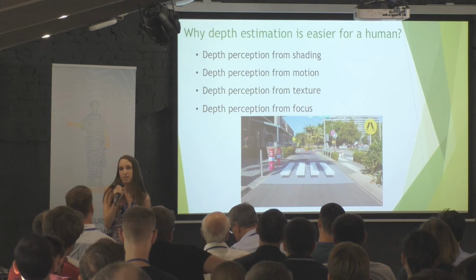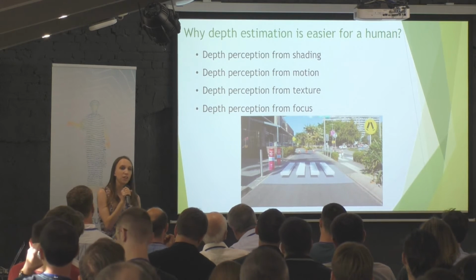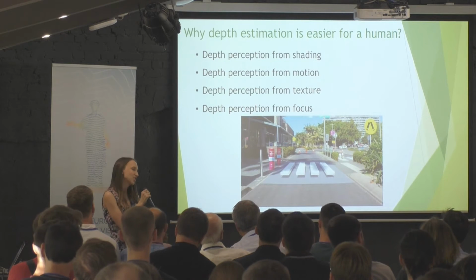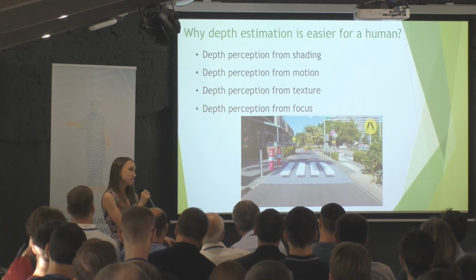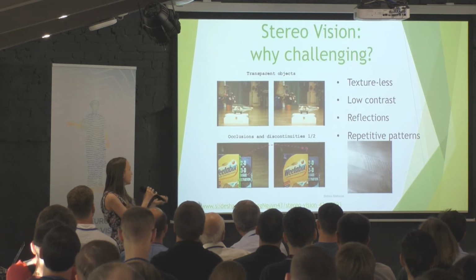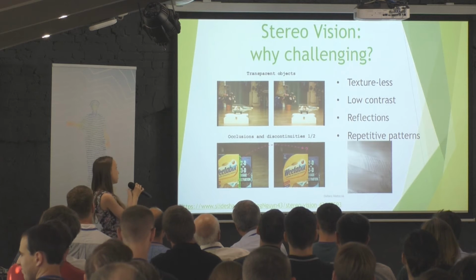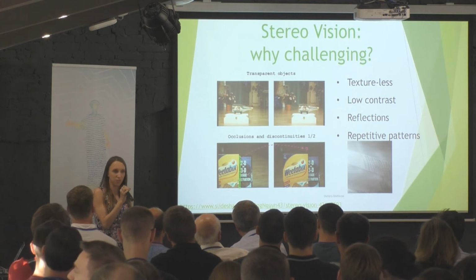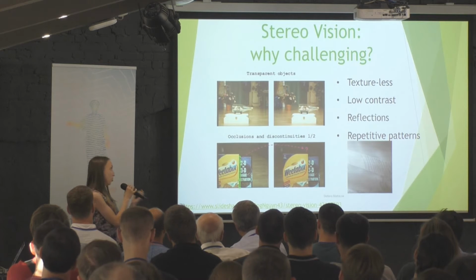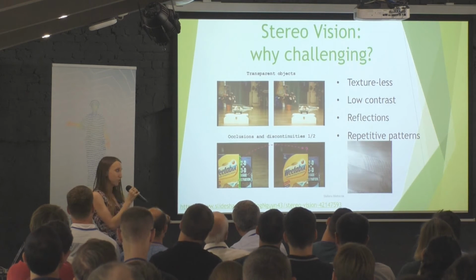Why is it so much easier for us humans to estimate depth? Because we take additional information. We have prior knowledge. We take shape from shading, from different textures, and from motion, which we don't have when we do reconstruction. Why is it really challenging? You might have a transparent object, which is hard to match. You can have multiple occlusions that are non-matchable. You can have microscopy images with almost no texture. You have low contrast, different contrast. You have a lot of repetitive patterns.